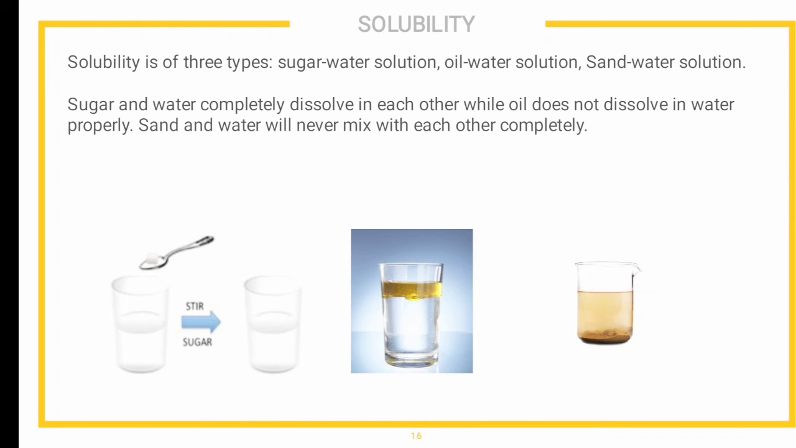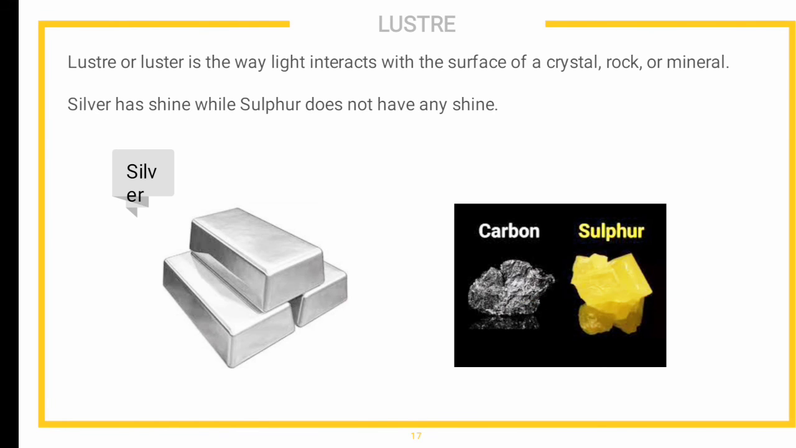Moving on, solubility. Solubility is of 3 types. We have the sugar water solution, where if you mix the sugar into water, it mixes completely. We have the oil water solution, where if you mix the oil with water, the oil, because it is less dense than water, will be on the upper side and the water will be on the lower side, as you see in this diagram in the middle. Then we have the sand water solution. Sand water solution will never mix completely. You will find that the sand settles at the bottom of the glass. So that is solubility.